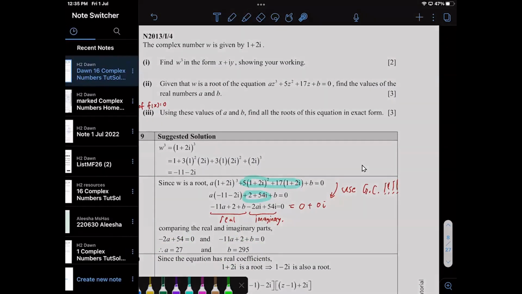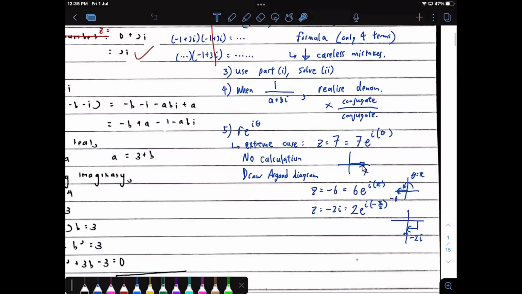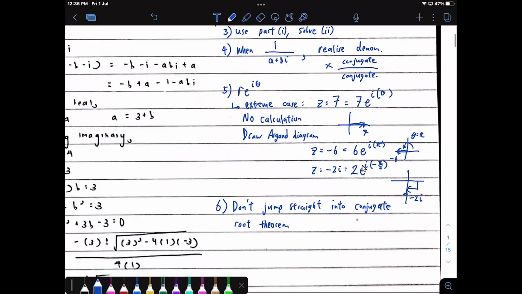So number 6 is: don't jump straight into the conjugate root theorem. Oh, by the way, what's the key condition you need to use the conjugate root theorem? The coefficients must be real. So if you have complex coefficients, then how?